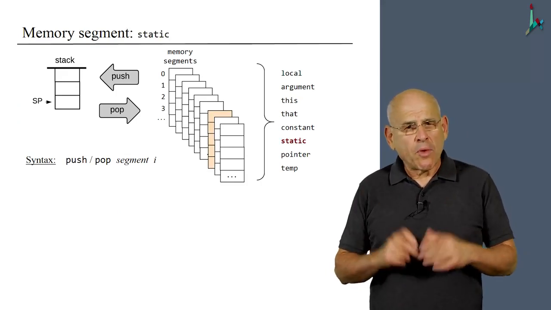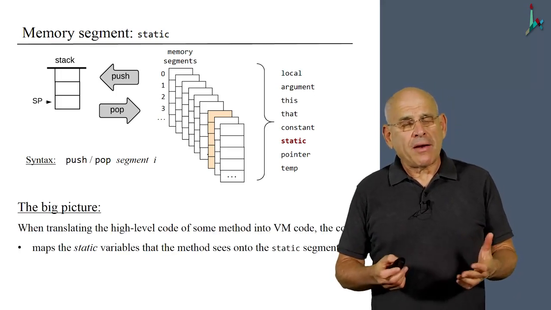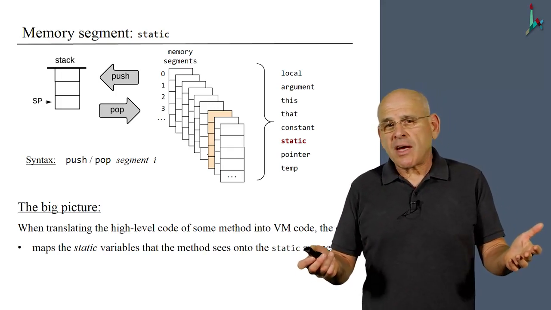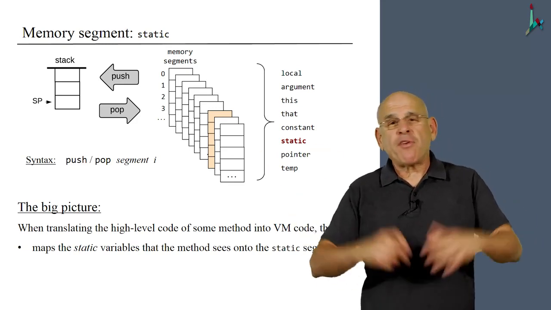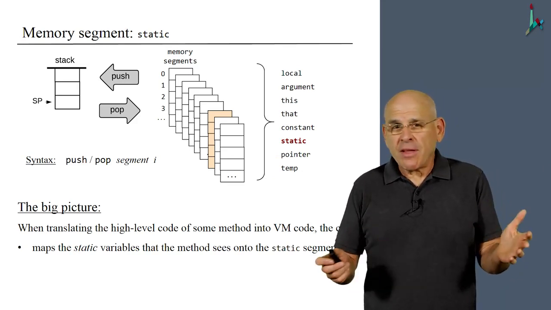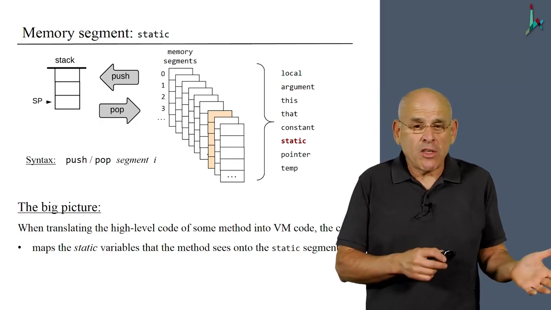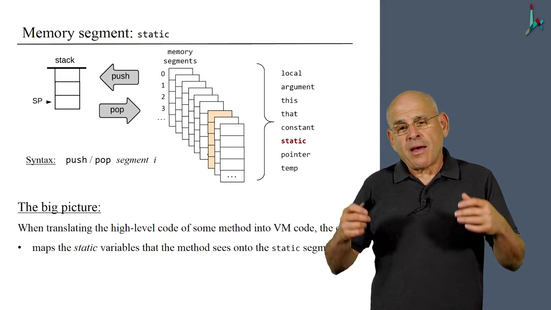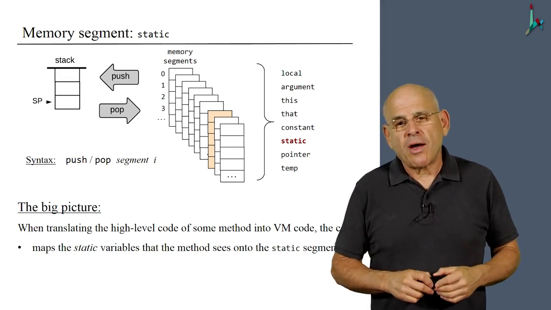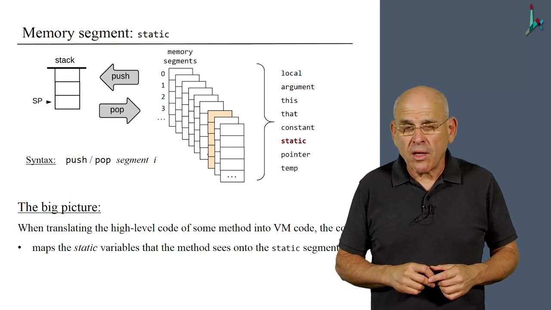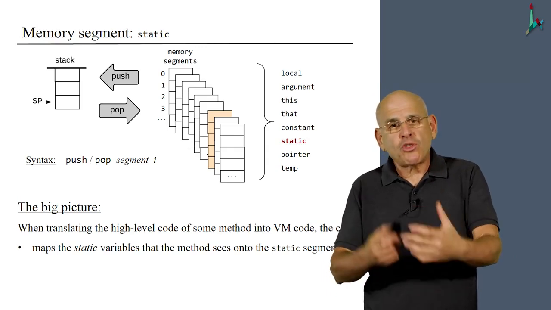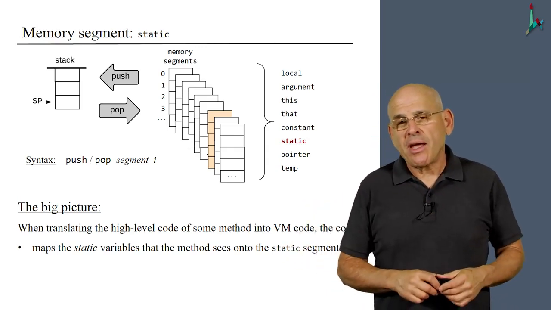Now, what's the story of this segment? Where does it come from? Well, the compiler that handles your high-level code may well encounter some static variables. These are the so-called class-level variables that every method in your class sees. So obviously, we have to treat these variables differently than the way we treat local variables or argument variables and so on. And therefore, we've decided that in the virtual machine abstraction, we will use a dedicated segment called static to represent static variables in the source code. So every operation on a static variable in the source is going to be re-expressed as a push static i or pop static i operation at the VM level.